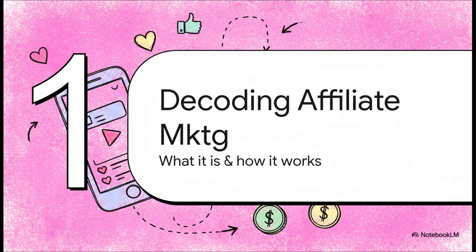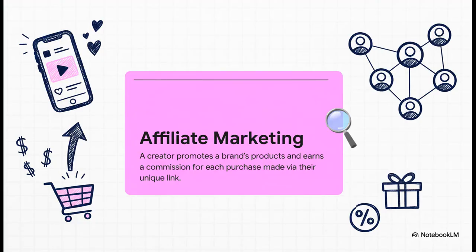All right, first things first, what in the world is affiliate marketing really? Let's decode it, take a look under the hood and see how this whole thing actually works. I promise, we'll keep it super simple. At its heart, it's just a partnership. A brand gives you a special, unique link to their product, you promote it, and then every single time someone clicks your link and buys something, you earn a cut of that sale. Boom, it's really that straightforward.